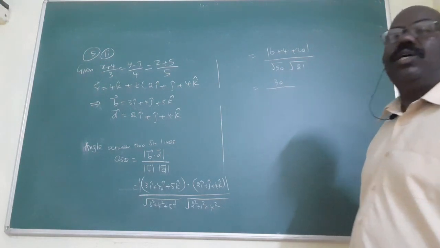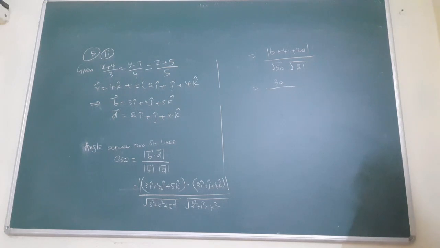This root of 50 can be written as 25 into 2. Next. What is the multiplication? Multiplication is 2, 6 plus 4 plus.